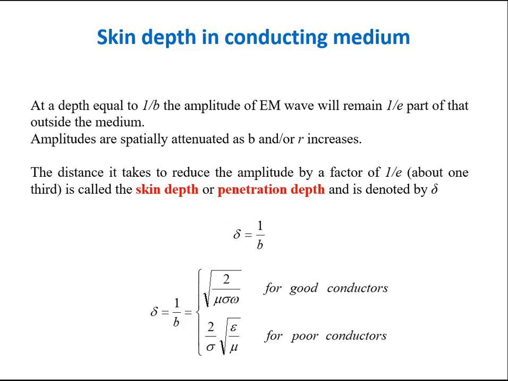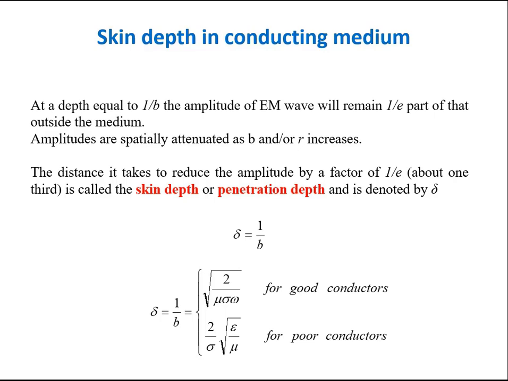For a good conductor, delta is under root of 2 by mu sigma omega, and for a poor conductor, delta is 2 by sigma under root of epsilon by mu. Because for a poor conductor sigma is very small, delta is very high, and this shows that electromagnetic waves can propagate easily inside a poor conductor. But for a good conductor, sigma is very high, so delta is very small, and it says that in a good conductor, electromagnetic waves cannot penetrate, or they can penetrate only up to a fixed distance of skin depth or the penetration depth.